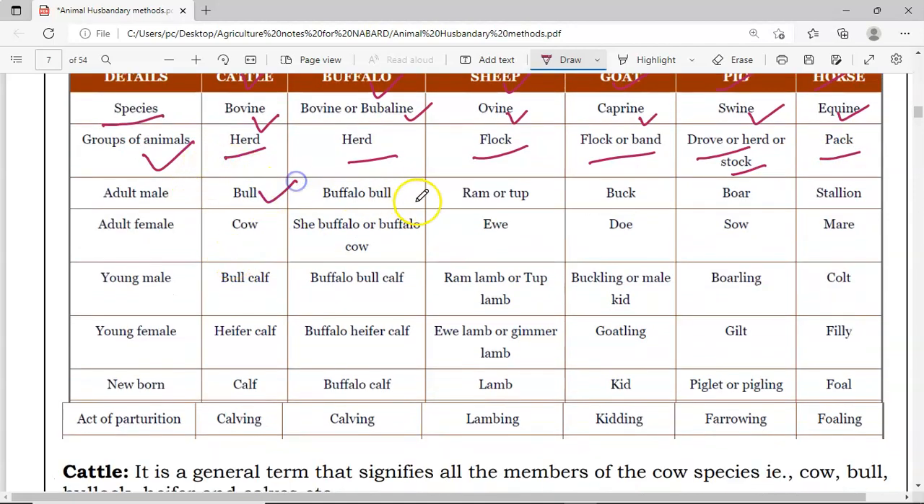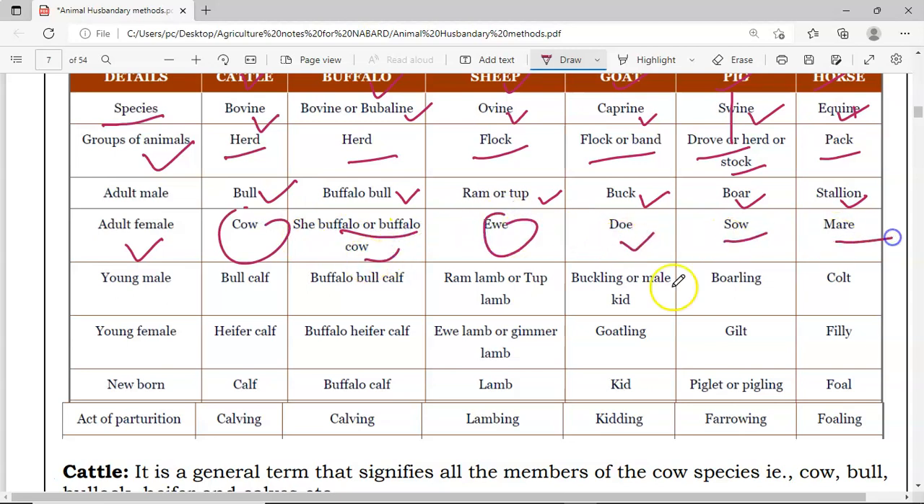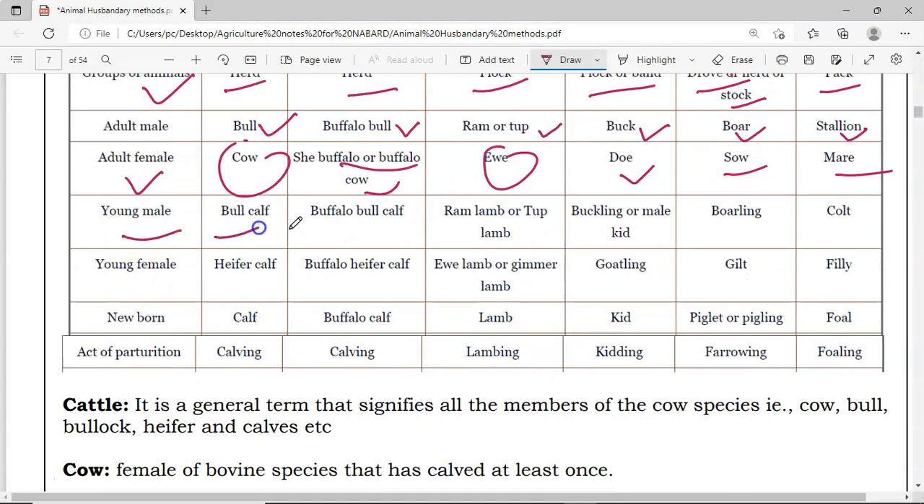Adult male is known as a bull, buffalo bull in the case of buffalo, ram or tup, buck, boar and stallion, this is for the pigs and horses. Adult female: cow, she-buffalo or buffalo cow, ewe, doe, sow or mare. Young male: bull calf, buffalo bull calf, ram lamb or tup lamb, buckling or male kid, boarling, colt. Heifer calf, buffalo heifer calf, ewe lamb or gimmer lamb, goatling, gilt and filly.